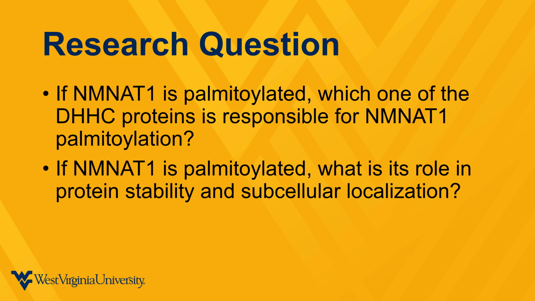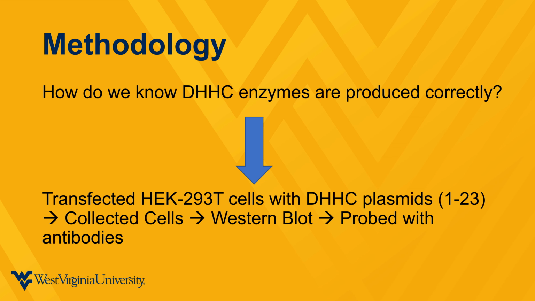So before we can do any of this, we need to know if these DHHC enzymes are produced correctly. So how we did this, we transfected HEK293T cells with DHHC plasmids 1 through 23, and then we collected these cells and we were able to run a Western blot and then probe with antibodies targeting these DHHC proteins to see if they're produced in the correct amount and at the correct molecular weight.